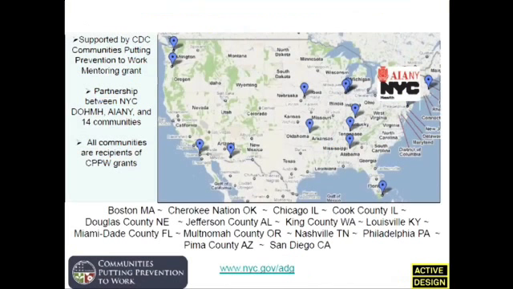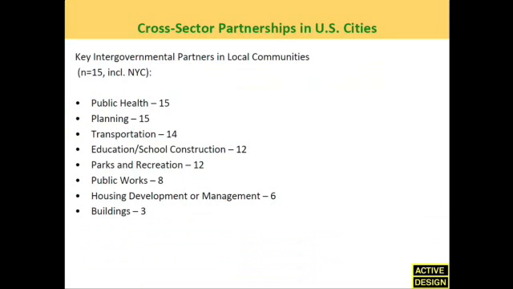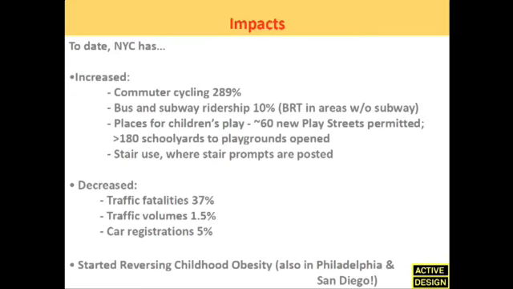And New York City was given a separate grant to help mentor about half of those 30 communities. So 14 of the 30 communities, and you could see that they're from coast to coast and have varying typologies. Many of them have both urban and suburban areas, some also more rural areas. And this is the type of partnerships that you're seeing across U.S. communities. Health, working with planning, with transportation, with school construction and education, with parks and recreation, with public works, with housing, and with the Department of Buildings on relevant code issues.